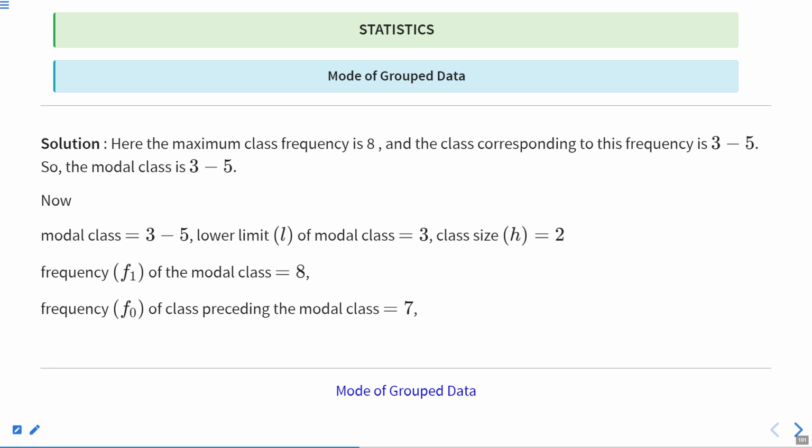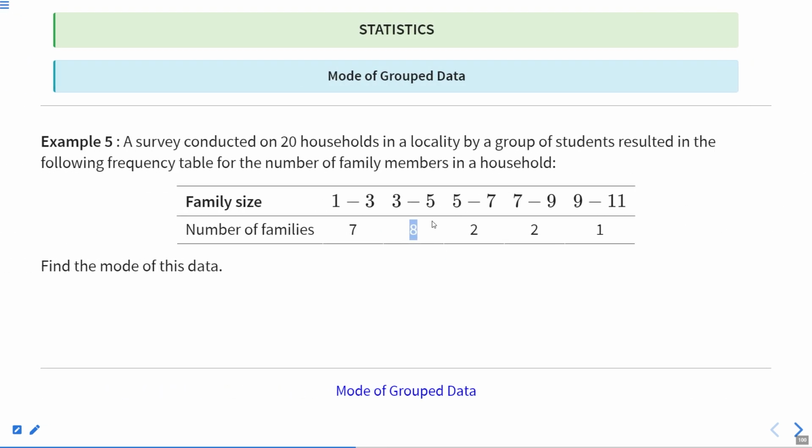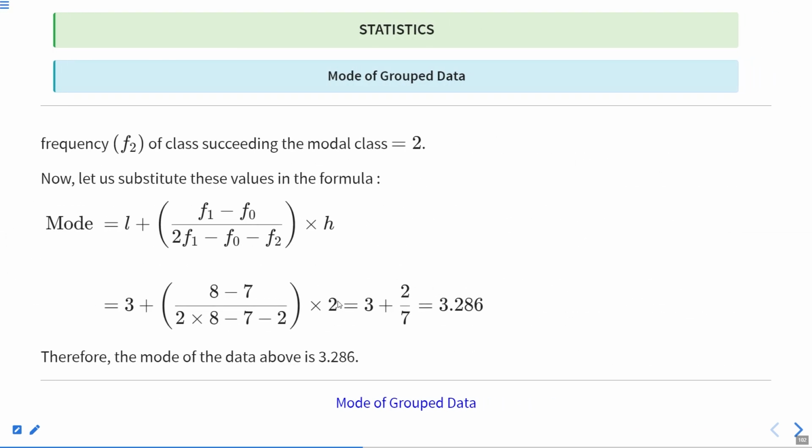Now for the modal class 3 to 5, the lower limit is 3, that is l is equal to 3. Class size h is equal to 5 minus 3, that is 2. The frequency f1 of the modal class is 8, the frequency f0 of the class preceding the modal class is 7, and the frequency f2 of the class succeeding the modal class is 2.